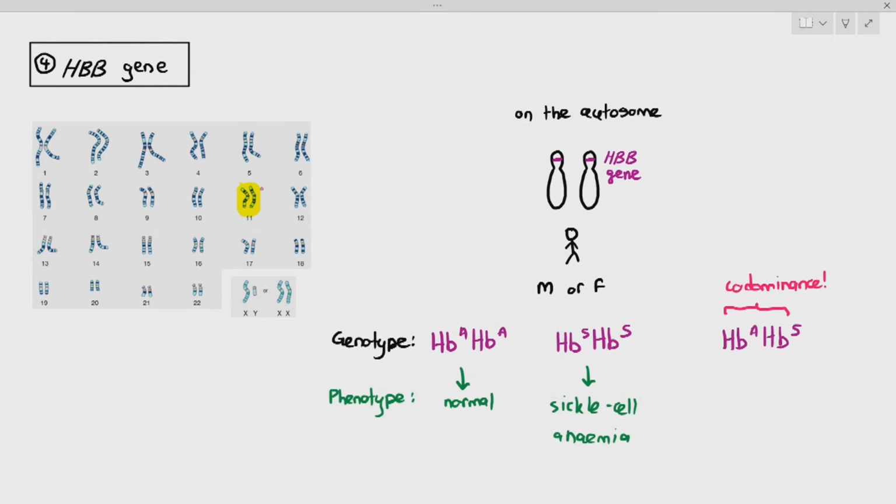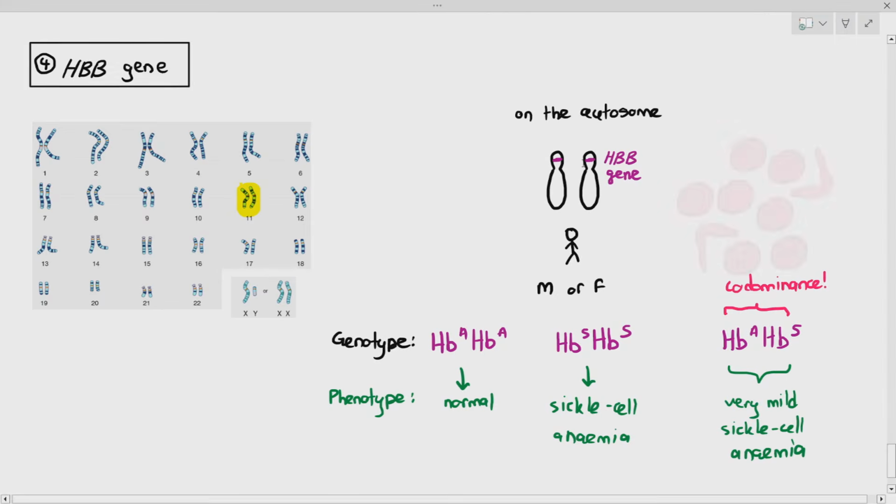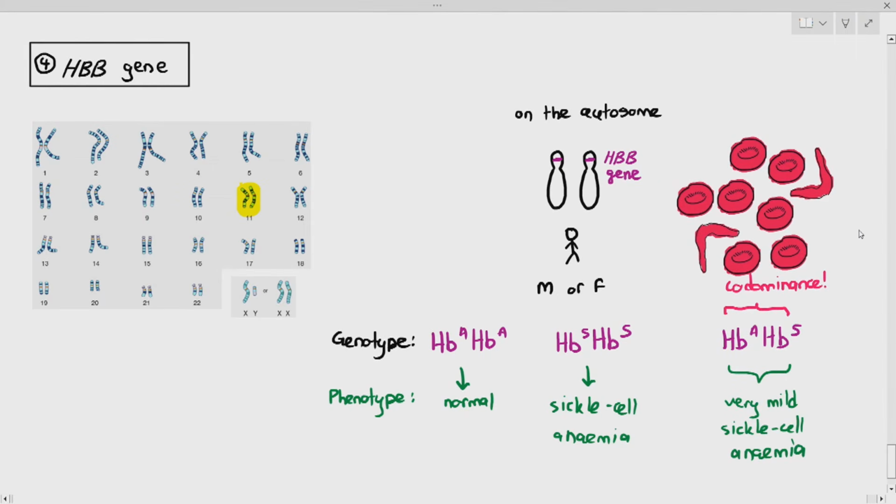But if they are HbA HbS, in this case, like I said, it's codominant. So in the case of codominance over here, both alleles are expressed. They will get a very mild version of sickle cell anemia. Very mild sickle cell anemia just means that most of their red blood cells will be normal, but they'll have a very low concentration of red blood cells that are sickle shaped.